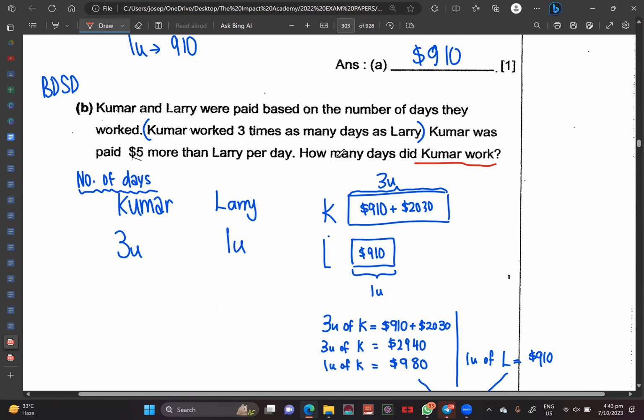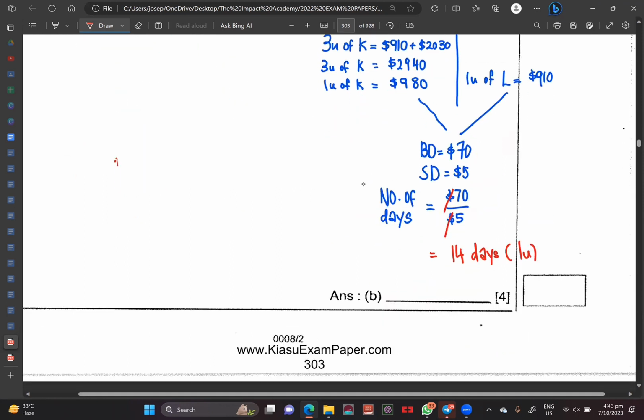Remember, Kuma worked 3 times more than Larry, you know? Yeah, so for Kuma, that will be 14 times 3. Yeah. Therefore, your answer has to be 42 days. Alright, so that's how you would do a question like this. And 4 marks into your pocket, I think it is possible.